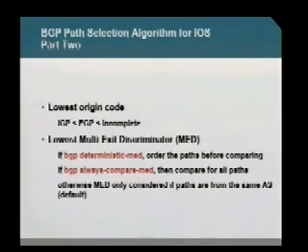If the origin code is the same, then we move on to the next one, and that is lowest MED. MED is, by default, only compared if the paths are from the same AS. If the paths are from a different AS, we would normally jump on to the next step. But if you have configured this always-compare-MED knob that was asked for years and years ago, then you compare it no matter what the path is. Some ISPs have found that particularly useful.